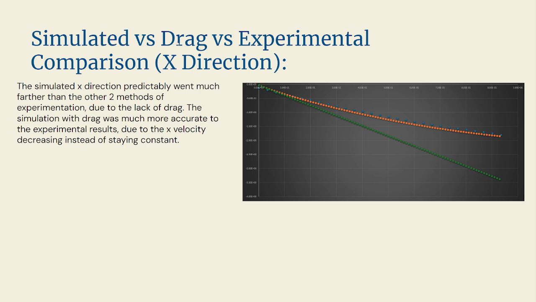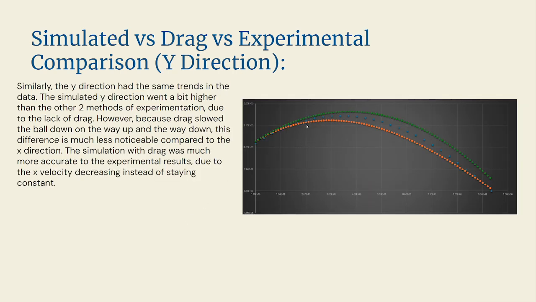So this is all of the x directions plotted onto a graph, and this green one here is the simulated one without drag. The orange one is the simulated one with drag, and these blue dots are the experimental one. As you can see, the simulation without drag goes far and away from anything else. The orange one, the drag simulated, is much closer to the actual, and this is because the x direction in the no-drag simulation is linear since there's nothing acting against it, but with the other two there's going to be drag acting against it in the x.